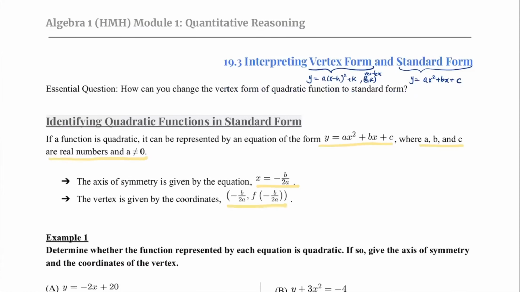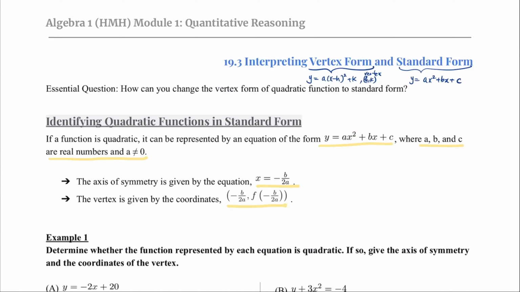If a function is quadratic, it can be represented by an equation of the form y is equal to ax squared plus bx plus c, where a, b, and c are real numbers, but a cannot be 0. So why can't a be 0? As we mentioned a couple of times in class before, if a was 0, this term will disappear. If the square term disappears, then it's no longer quadratic. It becomes linear, right? That's why.